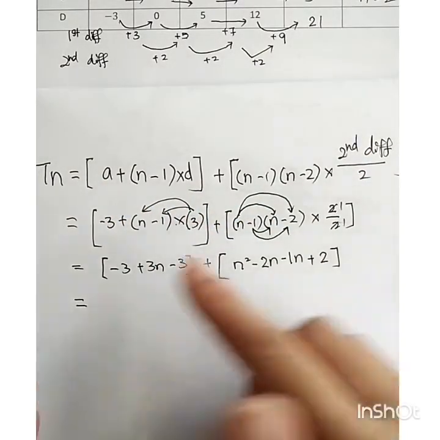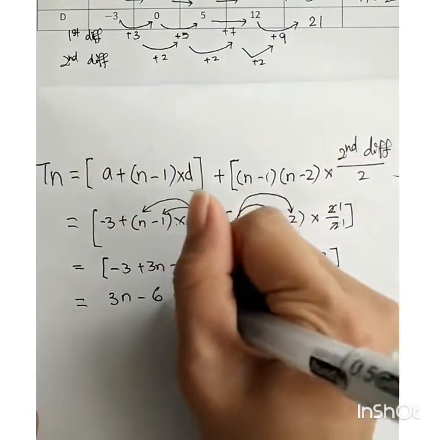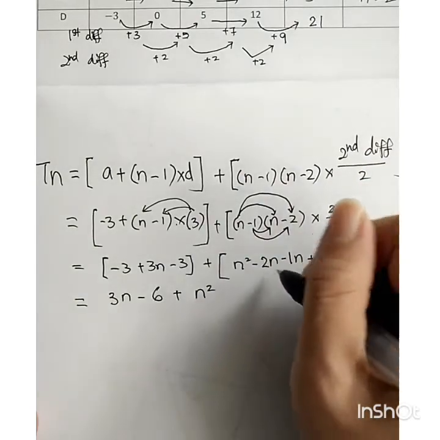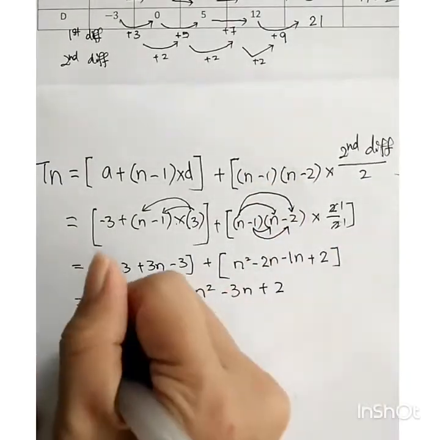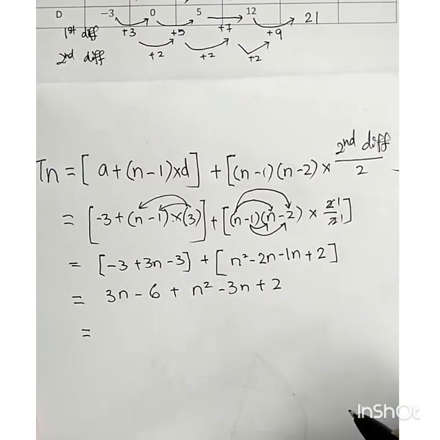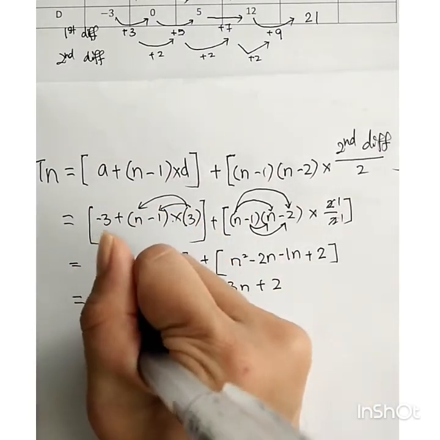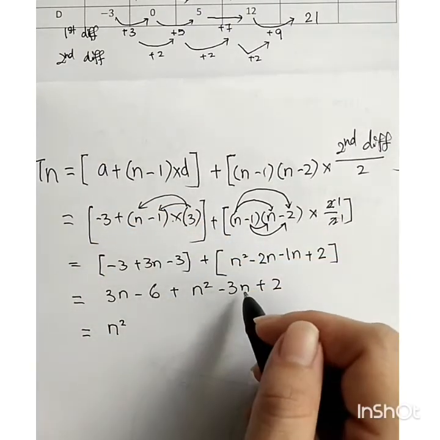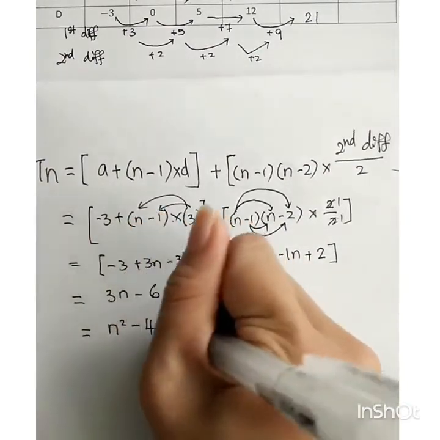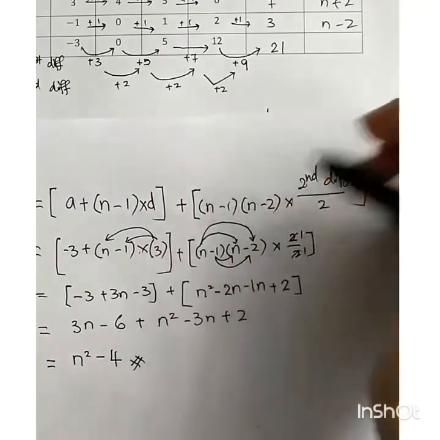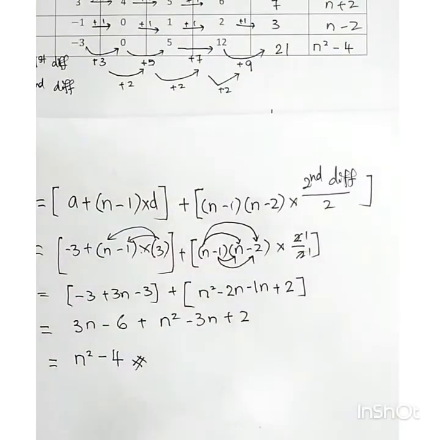And we're going to continue. Minus 3 will get you minus 6. And then there's a plus n squared, minus 2n, minus 1n, minus 3n, plus 2. So next step, we're going to move the higher power number in front. N squared, 3n minus 3n, no more n, minus 6 plus 2 will be minus 4. So that's the formula for equation D.